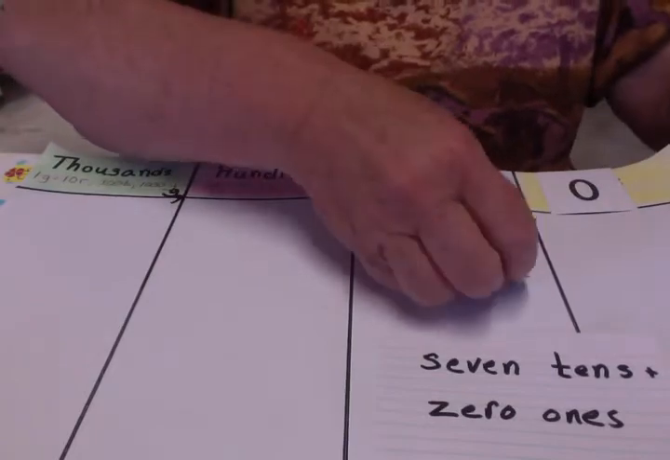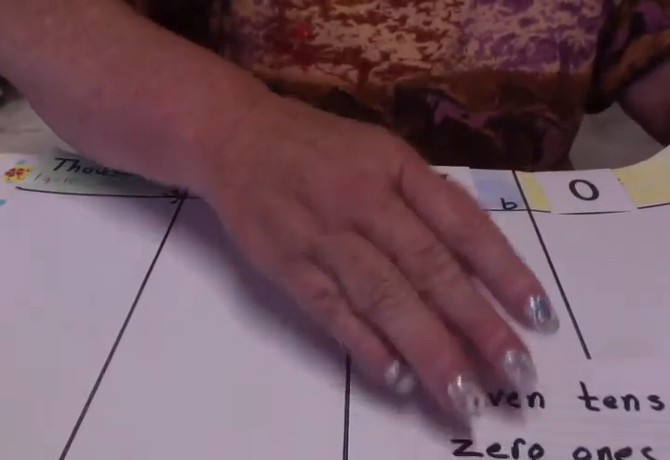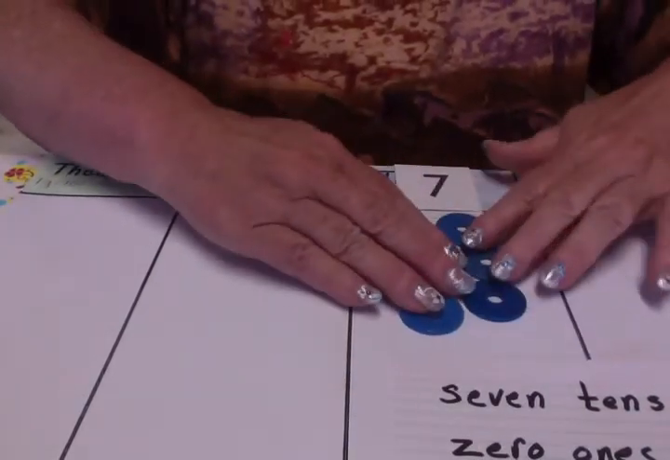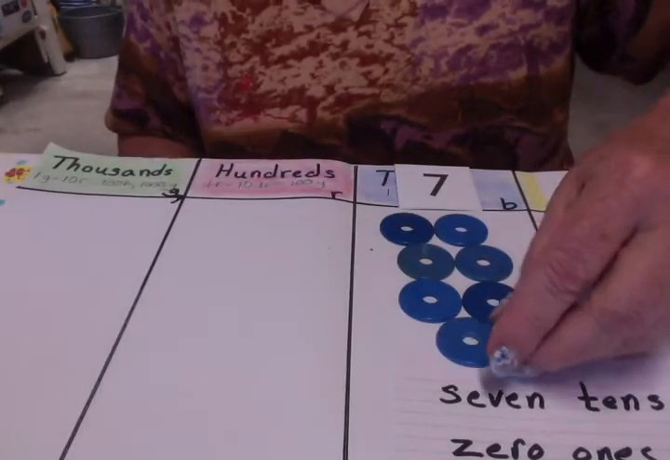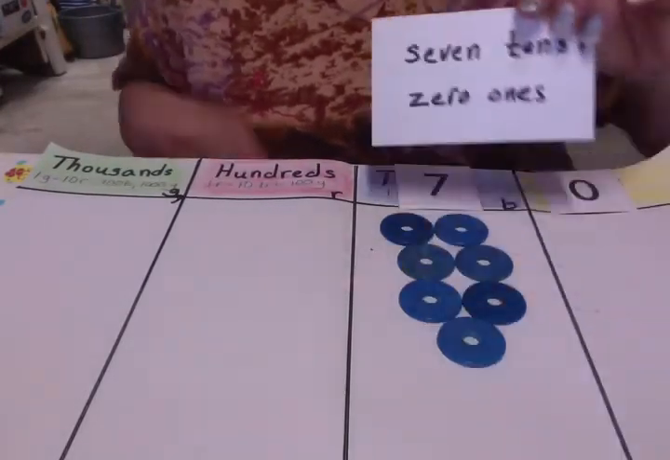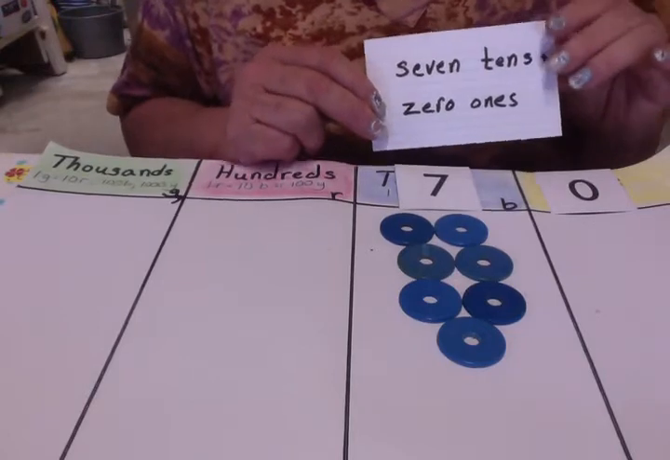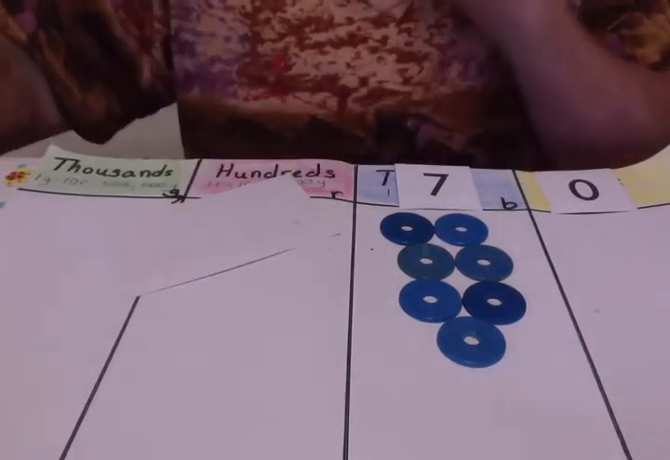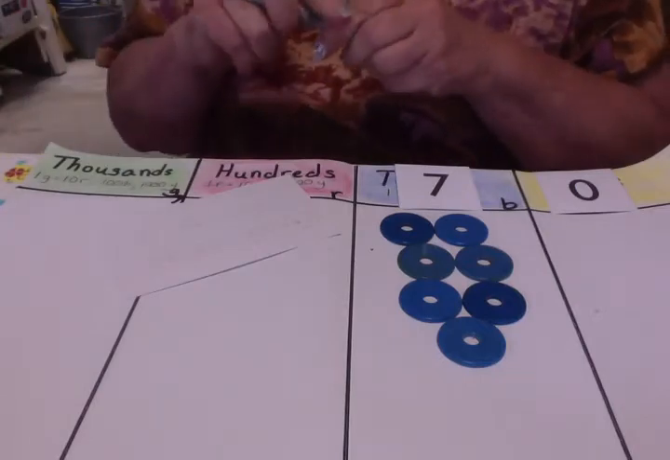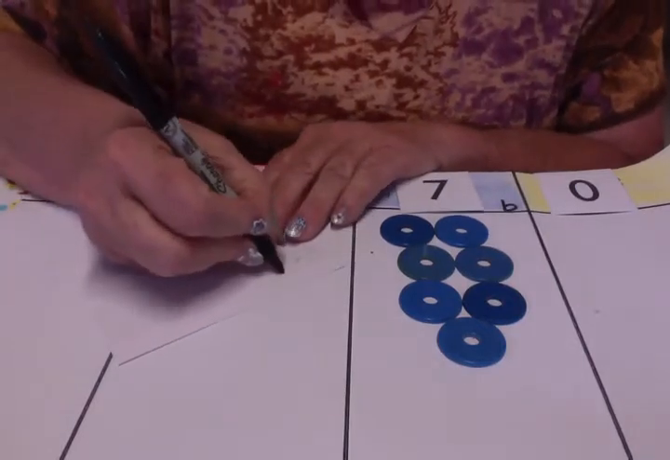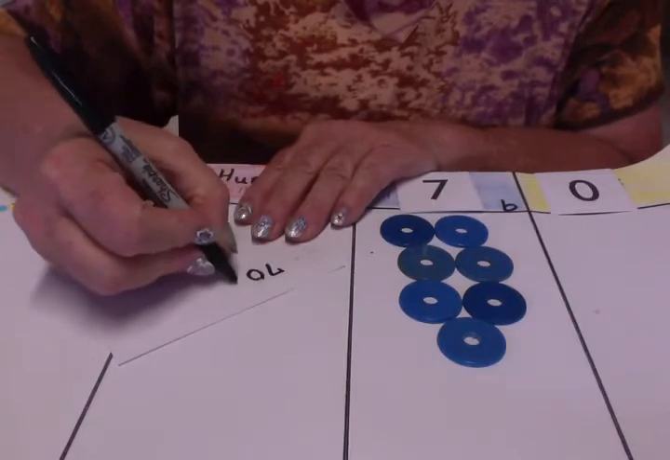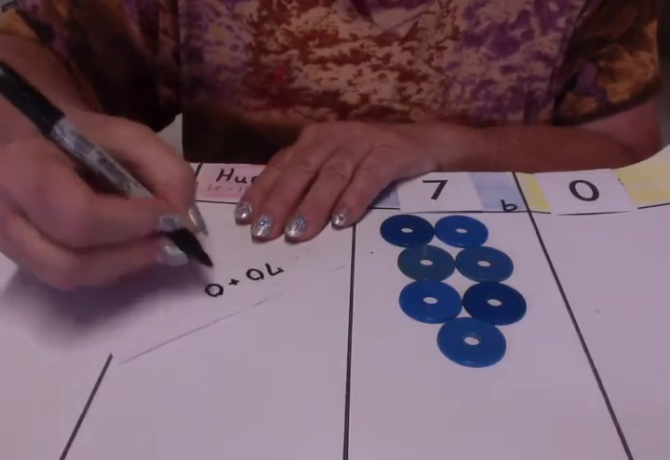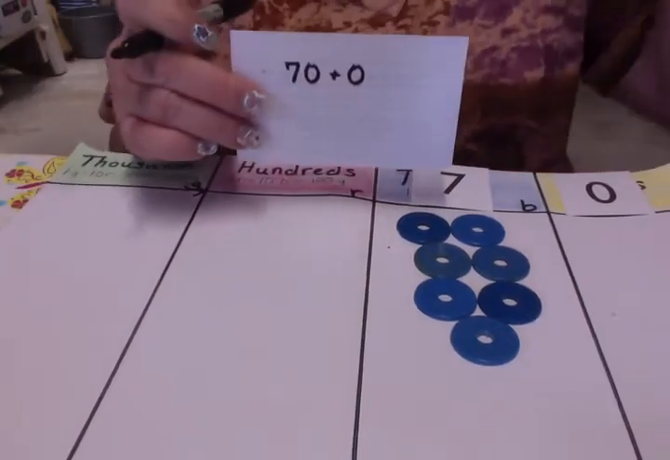2, 4, 6, 7. 7 tens, 0 ones. So if I'm going to write that in expanded notation, I would write 70 plus 0. Okay.